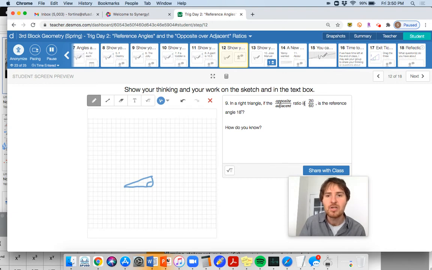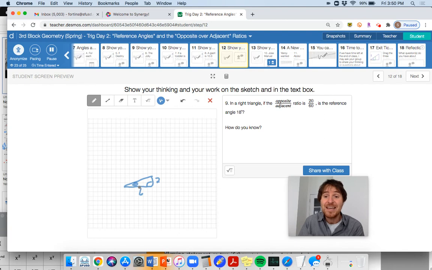The opposite to adjacent ratio here, here's my theta. Here's my reference angle. Opposite of that, I got length 2, and I have width of 6 here. So instead of 20 over 60, that would be the same as 2 over 6, or 1 over 3 here. So the question is, is the reference angle 18 degrees? And the answer is yes, right?